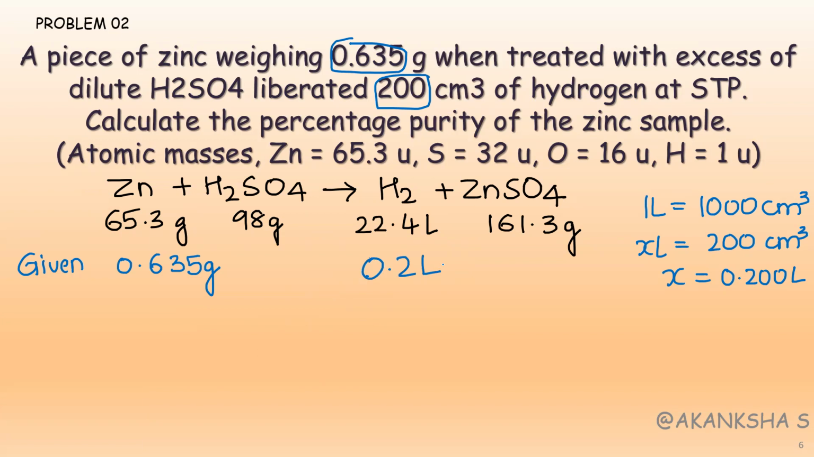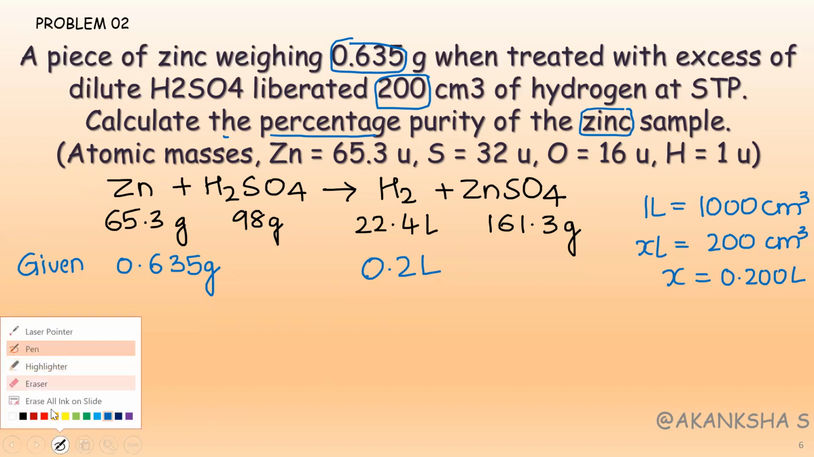What do we want to find? Here comes question number 2. What is the major idea? We need to calculate the percentage of zinc in the sample. So we need to find how much zinc is there in the sample, right? So we can't consider the weight that has been given for zinc. We want to find how much zinc is present.